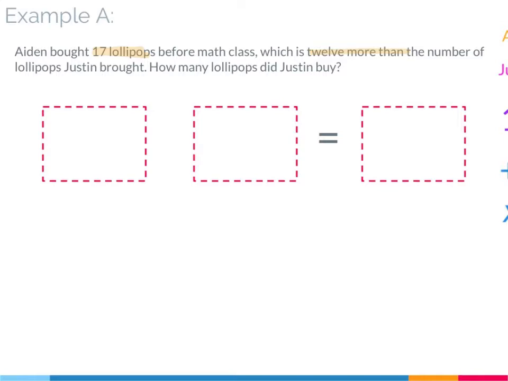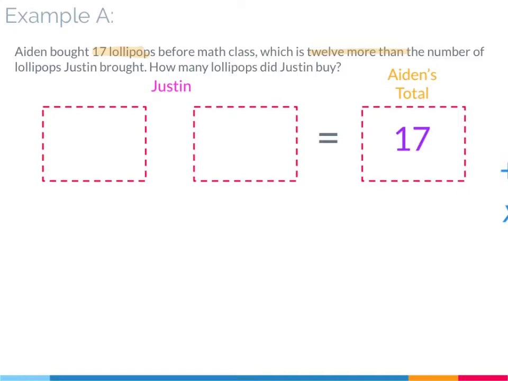Since we know what Aiden brought, we know his total, that's going to be the thing that we're going to be equaling. So Aiden's total is going to be one side of our equation, and since we know what that total is, it's 17 lollipops, so we're going to put that right in the box. So the other side of our equation, the part that we're going to be talking about, is Justin. So Justin owns this entire side of the equation. We're not really sure what Justin has, but we know he's going to be on one side of the equation, and Aiden's total is going to be on the other.